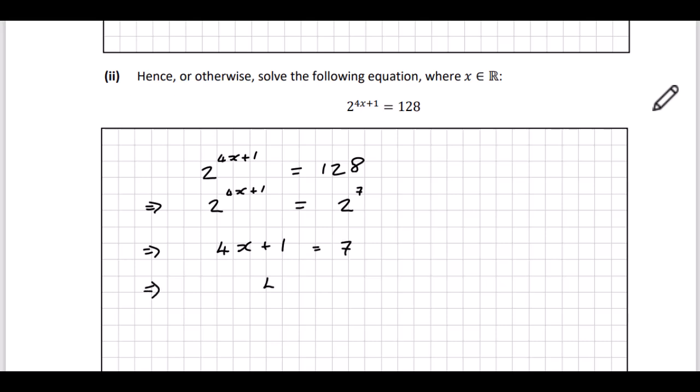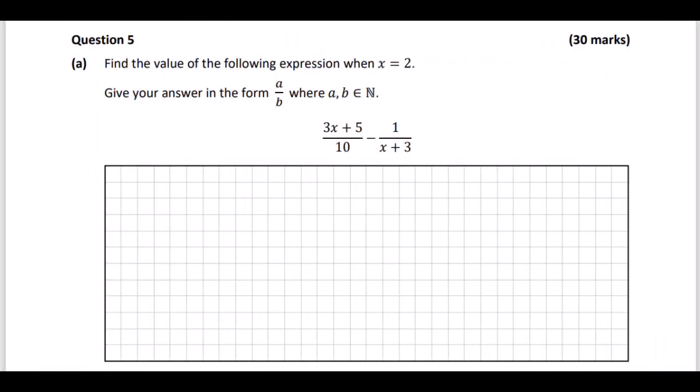Subtract 1 from both sides. In other words, we'll get 6 on this side. And then the 4 is multiplied by the x, so we're going to divide by 4. You'll end up with 6 over 4, or if we simplify that, 3 over 2. And I think that's all we had to do. Hence or otherwise solve the following equation. And that's it for this question.